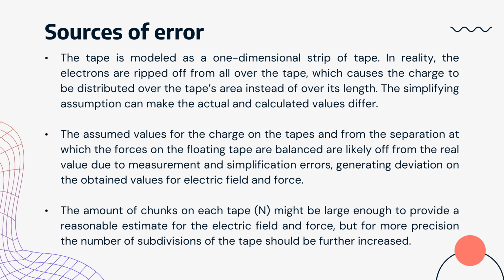The assumed values for the charge on the tapes and for the separation at which forces on the floating tape are balanced are likely off from the real values due to measurement and simplification errors, generating deviation on the obtained values for electric field and force. Also, the number of chunks on each tape might be large enough to provide a reasonable estimate for the electric field and force, but for more precision, the number of subdivisions of the tape should be further increased.